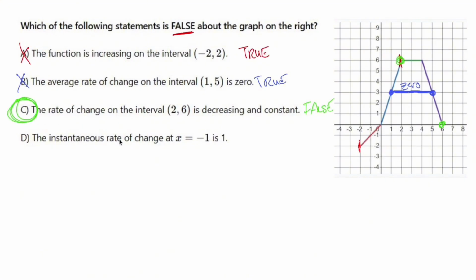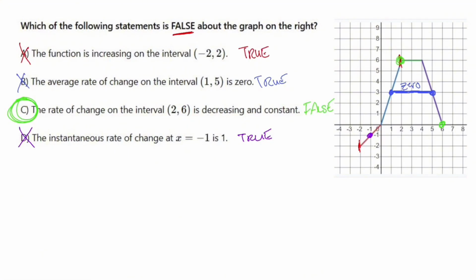Now the last one, let's just make sure. Instantaneous rate of change means the slope at that moment. We care about where x equals -1. X equals -1 is attached to this red line that has a slope of 1. So the instantaneous rate of change is the slope at that moment. The slope is 1. This is a true statement. So we were good by suggesting that C is our guy. And that's how you do that problem right there.